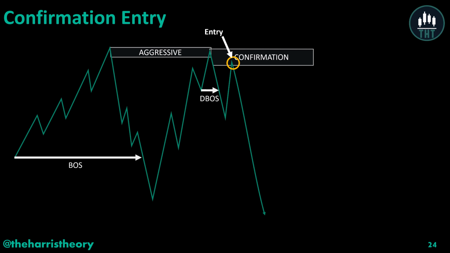And as you can see from the chart pattern, we look for a downward break of structure. So that is represented with DBOS. And here this signifies to us that the market shift is changing and becoming bullish. And in this instance, we would now look for the sell-off, hence confirmation entry.